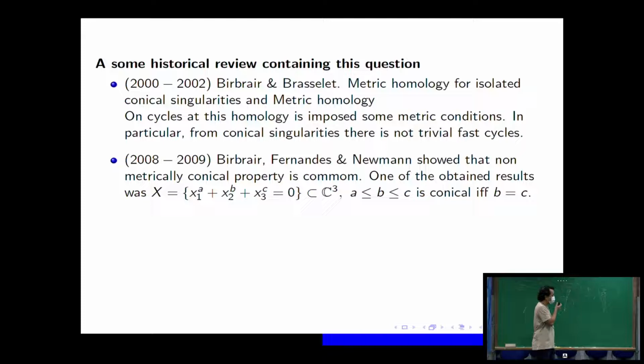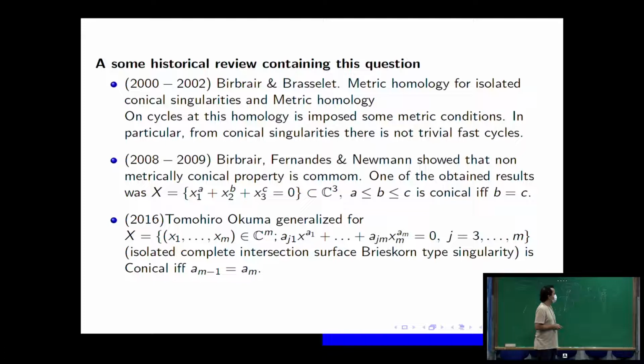This beautiful result was generalized by Tomohiro Kuma. He showed this is also true for isolated complex intersection surface Brieskorn cores, and this set has the conical property if and only if the last exponents are equal. In other words, since this object is weighted homogeneous, this is equivalent to saying that the two lowest weights are equal. This is exactly the case for the example of weighted homogeneous germs.